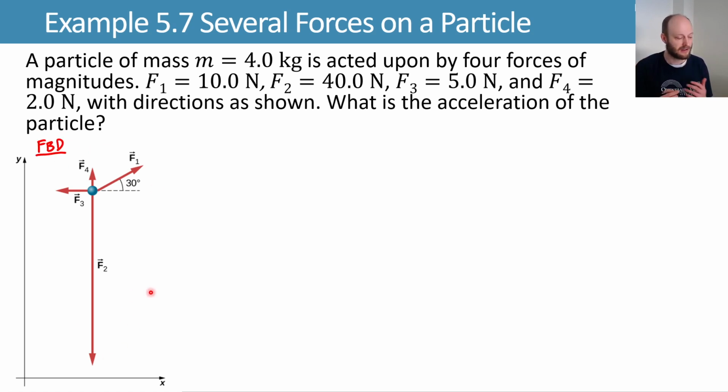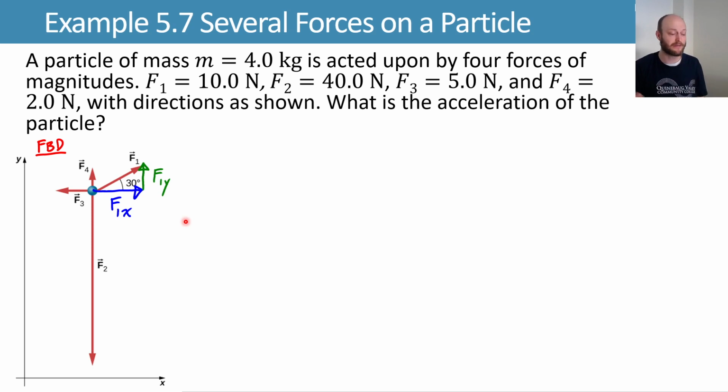We now want to be able to resolve this onto our coordinate axes. So F3 is in the negative x direction, F4 is in the positive y direction, F2 is in the negative y direction. F1 is going a little bit to the right and a little bit up. So we'll point out that we can resolve that into x and y components here to be able to write them in our x and y equations.